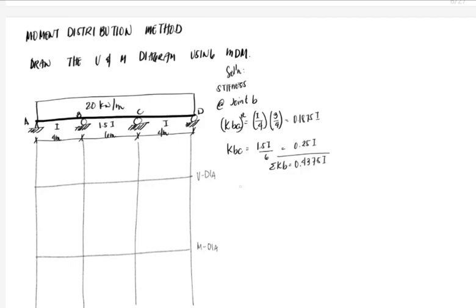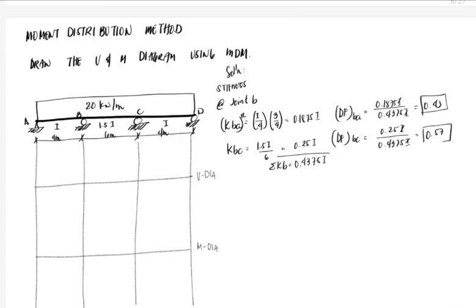Okay, so we have to determine the DF. Yung DF naman natin dito, tapat lang natin dito yung DF, so that is BA, and this is your DF of your BC. So, ilagay nyo lang 0.1875I divided by 0.4375I, and then the other one would be 0.25I over 0.4375I. Yung I will be cancelled. So, our DF dito ay 0.43 and the other one is 0.57. Okay, so ito yung magiging DF natin later on.